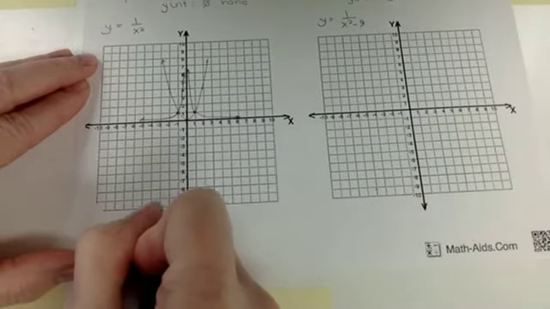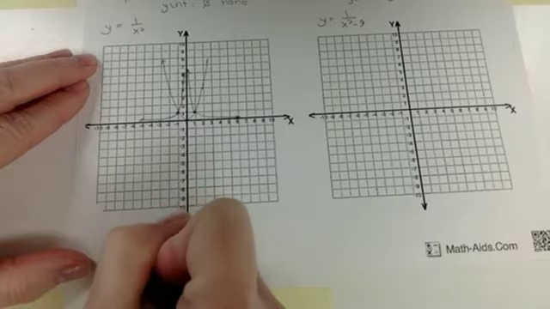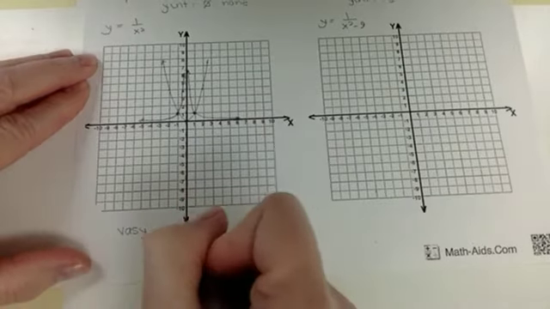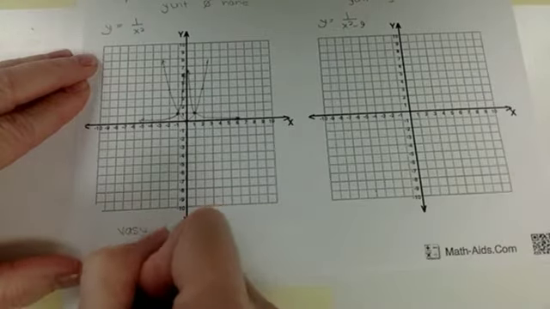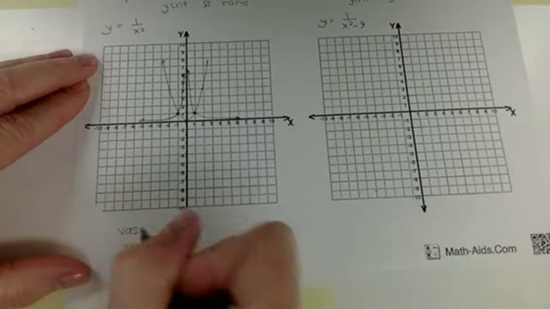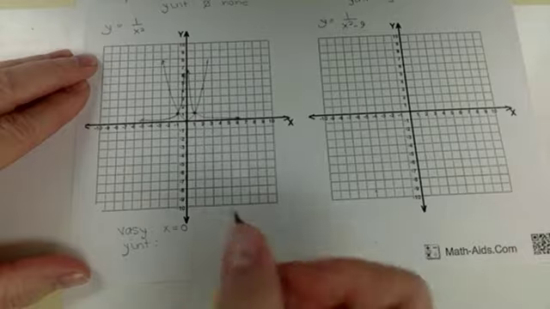Equation of the vertical asymptote. So vertical asymptote in this case, x equals 0. And our y-intercept, none.